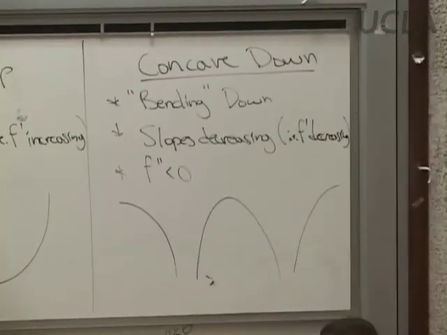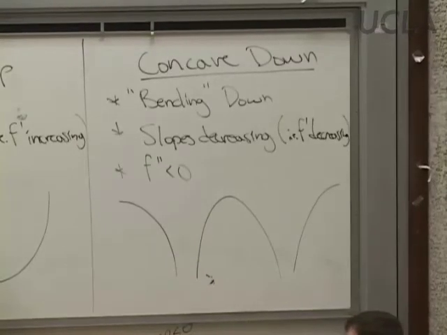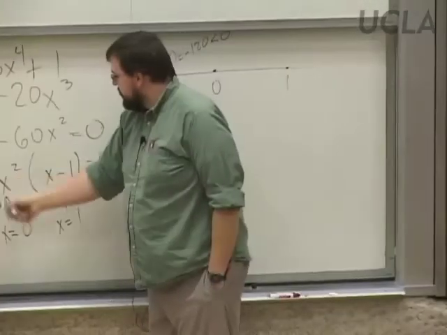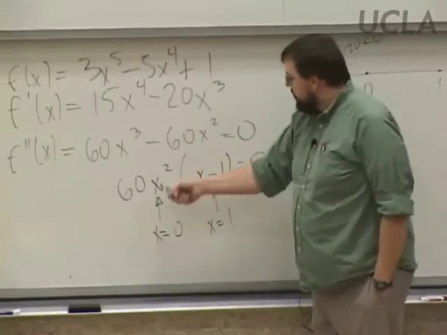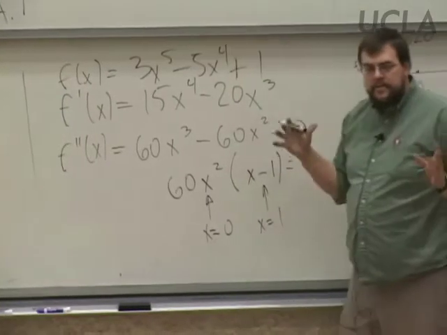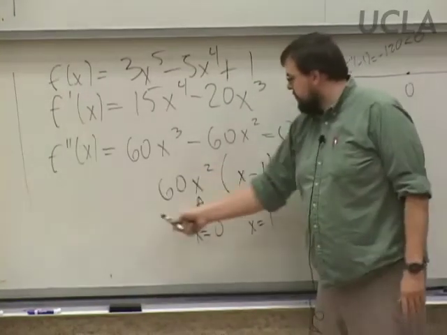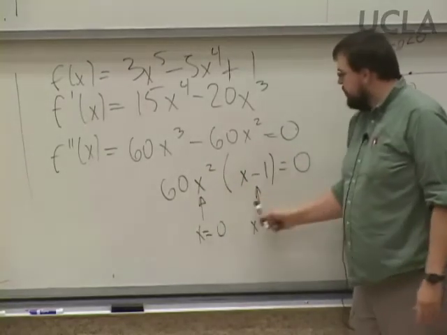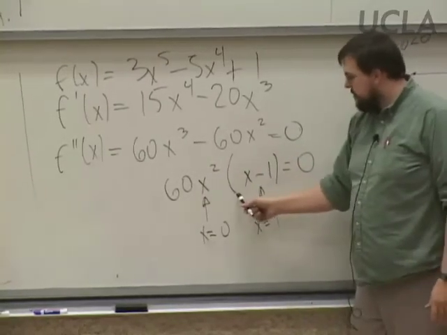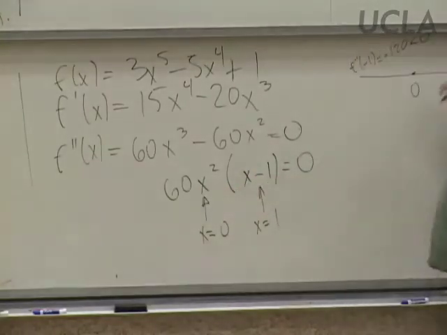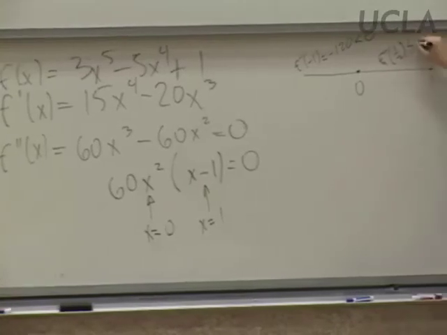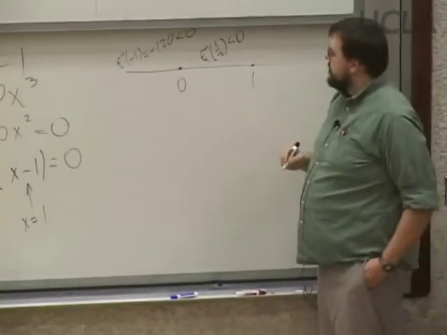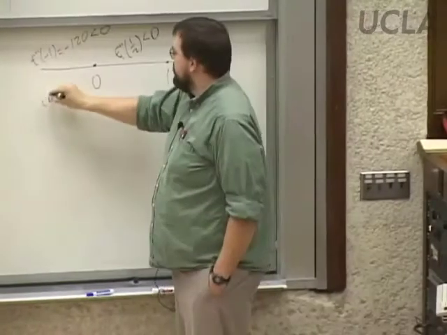All right, what's a number between 0 and 1? Yeah, a half. Again, I can plug into either one of these, they're both ways to write the second derivative. Let's plug it into here. Again, I don't care about value, I only care about sign. So 60 is positive. A half squared is positive. A half minus 1 is negative. So if I multiply it all together, I see that the second derivative at a half is negative. So again, I'm concave down before 0.